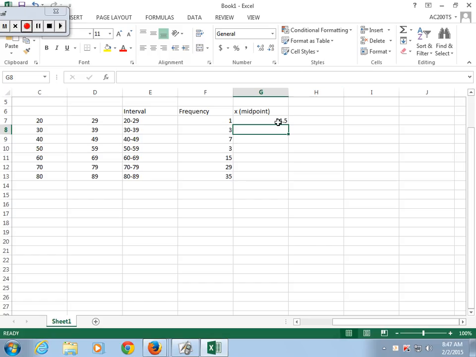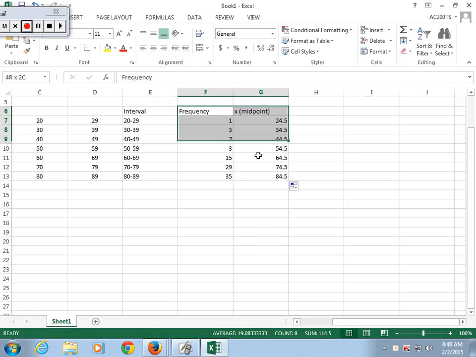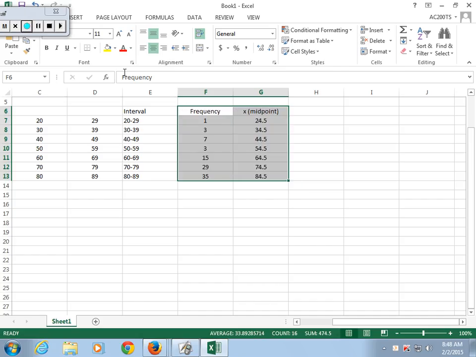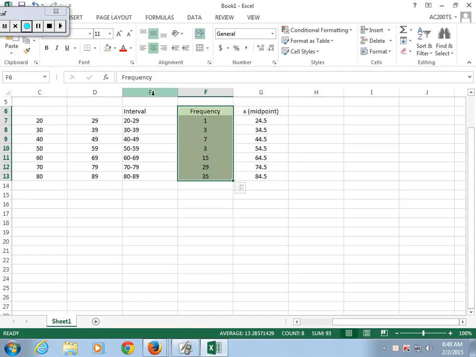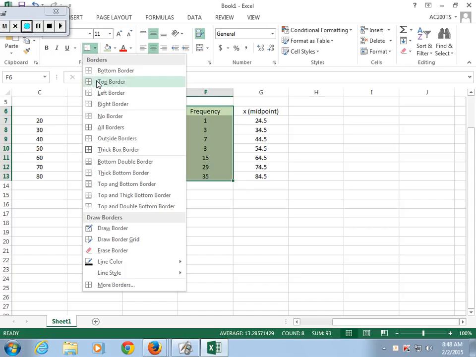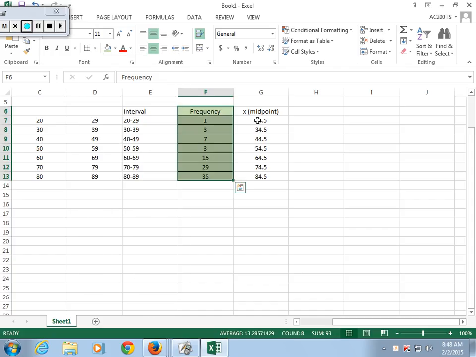I'm just going to copy it down. And I'm going to put these in the center, and I'm going to highlight this one in green. I'm going to highlight this one yellow.